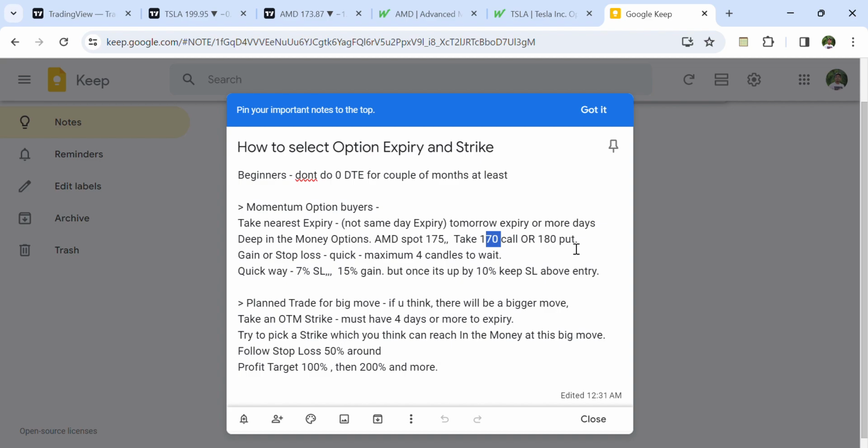Now, what is the difference between out of the money and in the money? There should be a lot of videos, even I have videos on my channel. You can go ahead and refer to those. Okay. Now, since this is a momentum trade, you have to take your gains very quickly, and you should always definitely follow a stop loss.